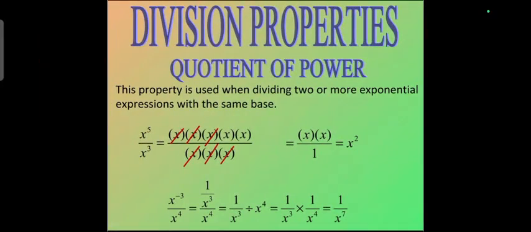Similarly, division properties, quotient of powers. This property is used when dividing two or more exponential expressions with the same base. So here is an example: x raised to the power 5 upon x raised to the power 3. So 3 will cancel out and we will be left with x raised to the power 2. Similarly, x raised to the power minus 3 upon x raised to the power 4 is equal to 1 upon x cubed upon x to the 4, that is, 1 upon x cubed into 1 upon x to the 4. So here we will simply add 3 plus 4, and it becomes 1 upon x to the 7.